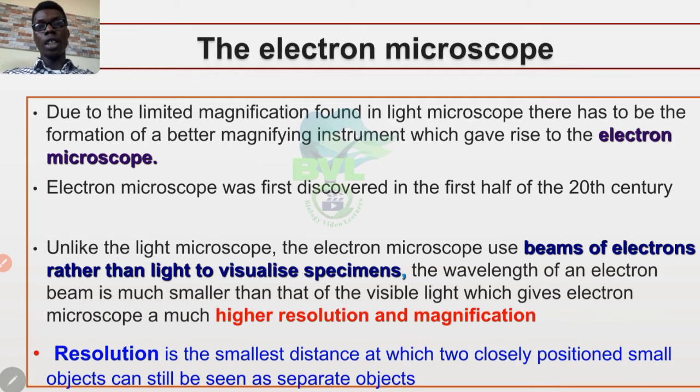So in case you're asked to differentiate between the light microscope and the electron microscope, one of the differences is that one uses lenses as a means of magnification, while the electron microscope uses beams of electrons. That's what goes through the specimen. It literally goes through the specimen and shows what the specimen contains, almost everything there. So resolution then is what? The smallest distance at which two closely positioned small objects can still be seen as separate objects.